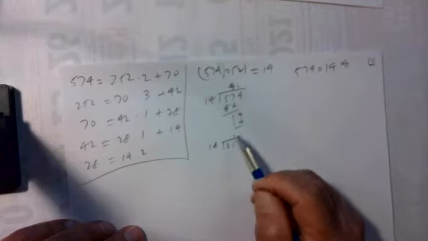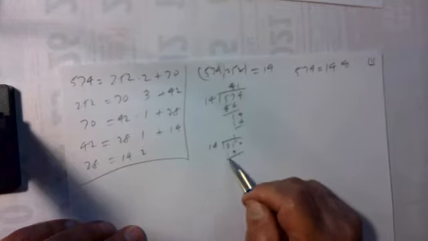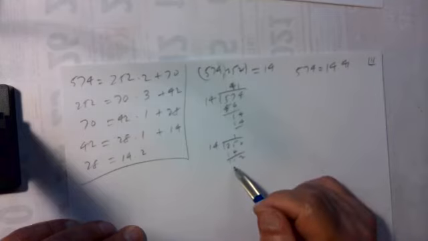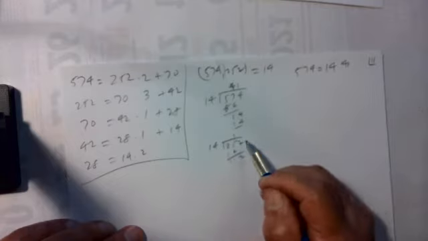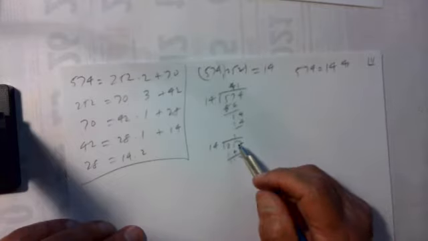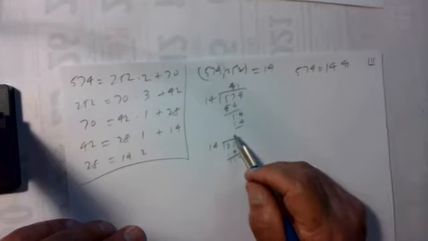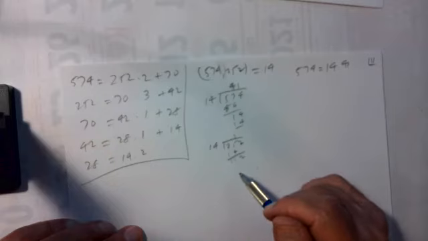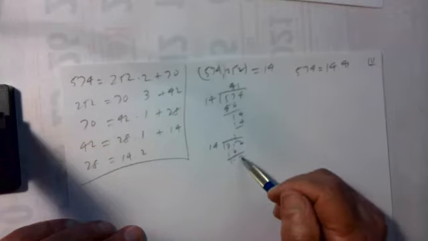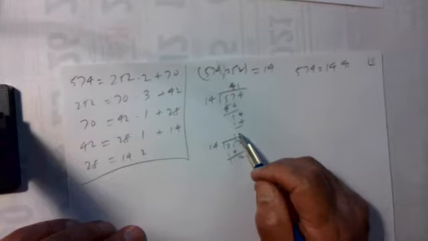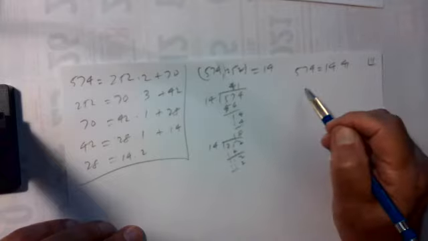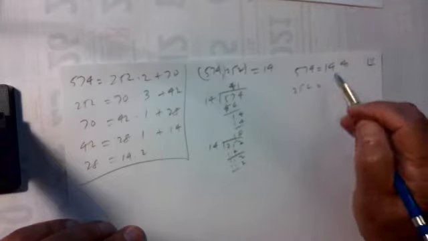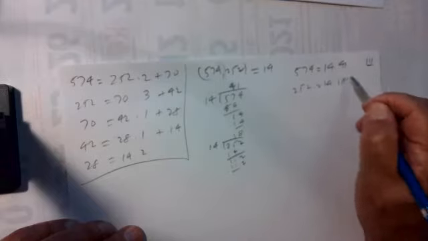14 into 252, this goes once. 14 into 112, this goes eight times. 84 is a 32. So 252 is 14 times 18.